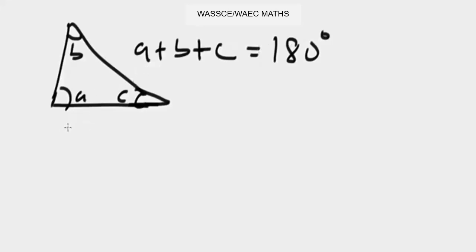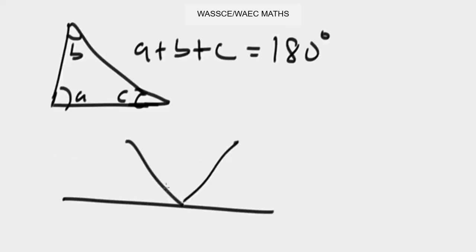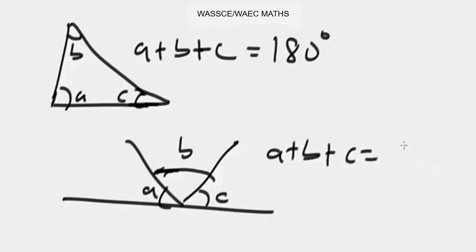Now the second rule I have here is angles on a straight line. They also add up to 180 degrees. Let's say this is a straight line, and you have something like this. This is also an angle. Let's say this is angle A, this is angle B, this is angle C. Here angle A plus angle B plus angle C will also add up to 180 degrees. Take note of this information. Now let's wipe this and look at further examples.